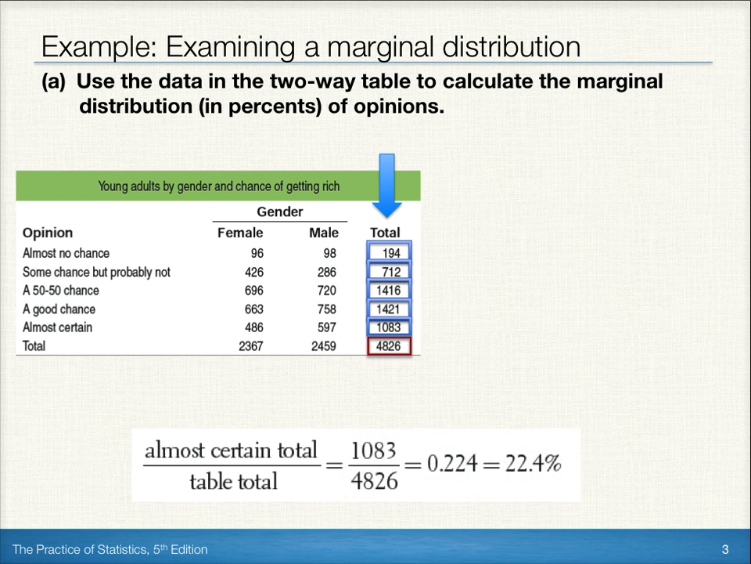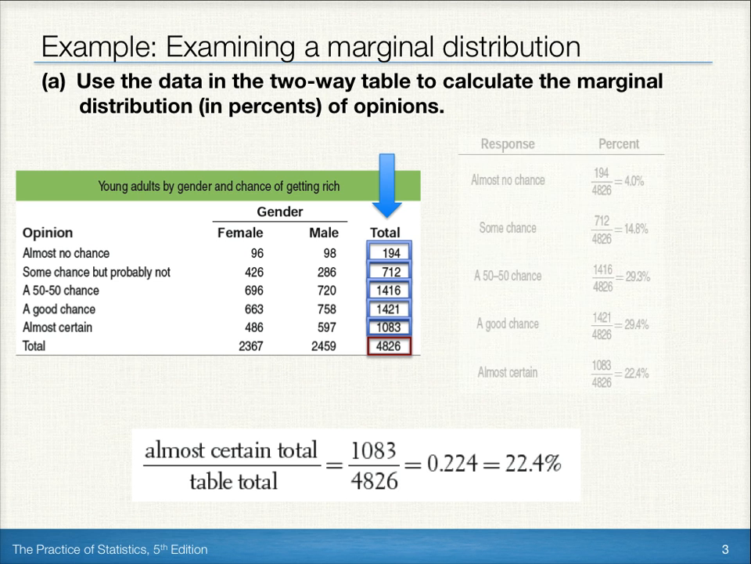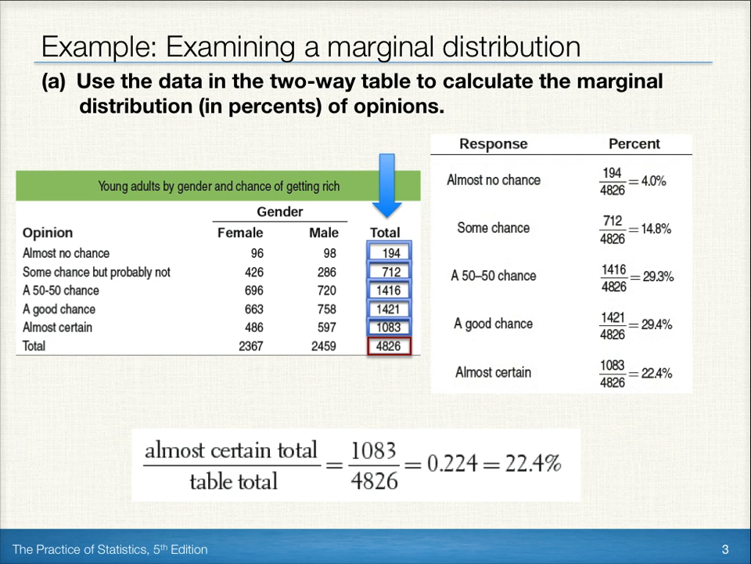More specifically, 1,083 divided by 4,826 tells us 22.4% of respondents said they were almost certain they'd be rich by age 30. Repeating this calculation for each category, we can then determine the marginal distribution in percents of the opinions. 4% said almost no chance, 14.8% said they had some chance of being rich, 29.3% said they had about a 50-50 chance, 29.4% said they had a good chance, and as we saw, 22.4% said they were almost certain they'd be rich by age 30.